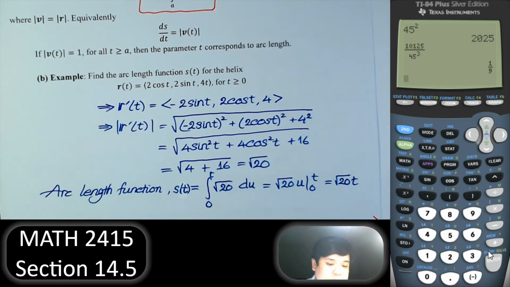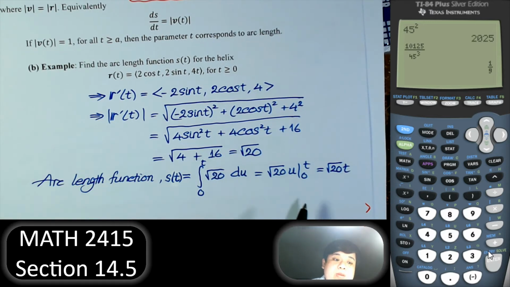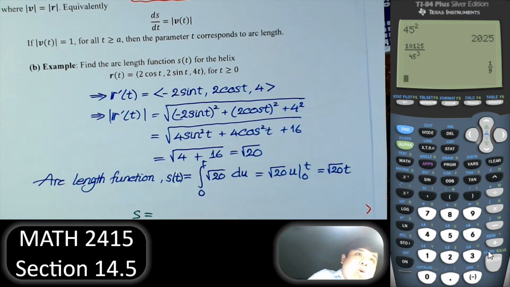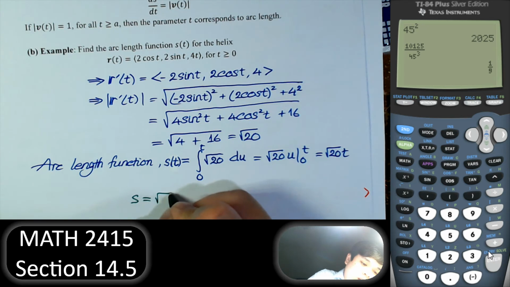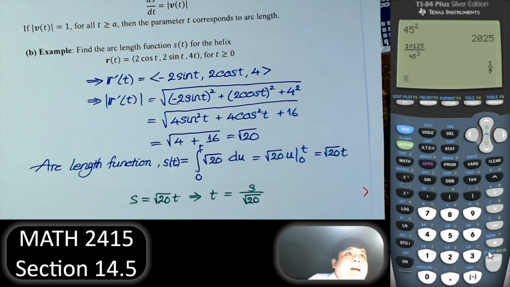Now, the parameter is still in terms of t. So this is still in terms of t. Now if we want to switch to s, we will write s equal to square root of 20 t. So t is s over square root of 20, and we just substitute back into the t.